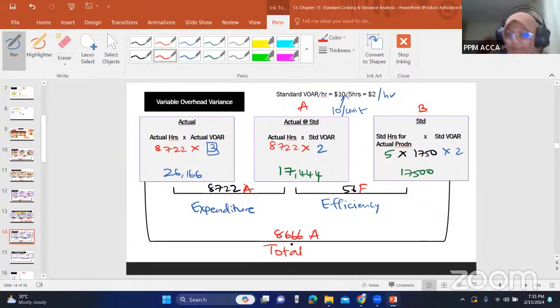What you have to remember here is always this VOAR, whether it be standard or actual. Now actual, we didn't calculate it. It is always going to be a dollar figure divided by an hourly figure. It has to be a per hour rate. Remember that. If it is a per unit figure, somehow you have to know that you have to divide it by hours. Only then you can get the VOAR. Then take this down.